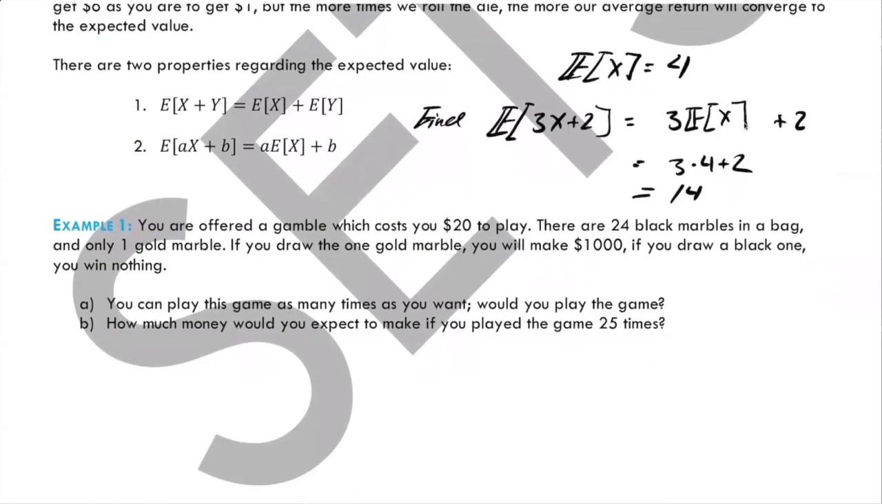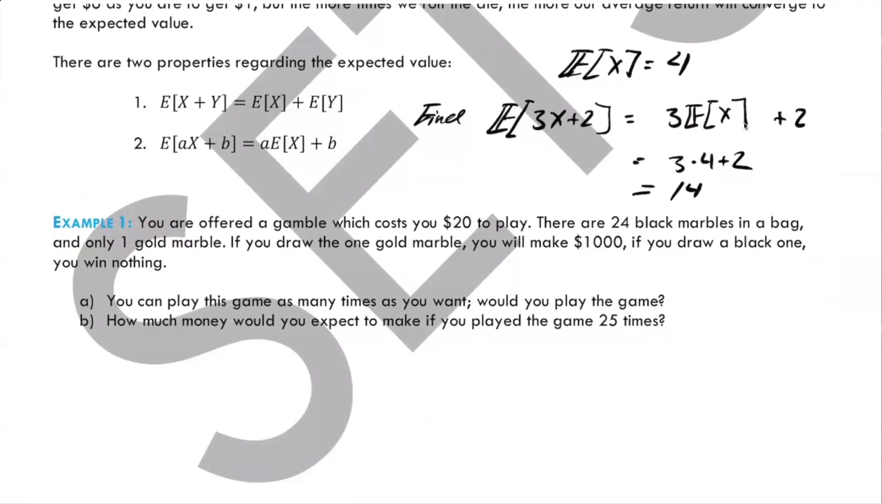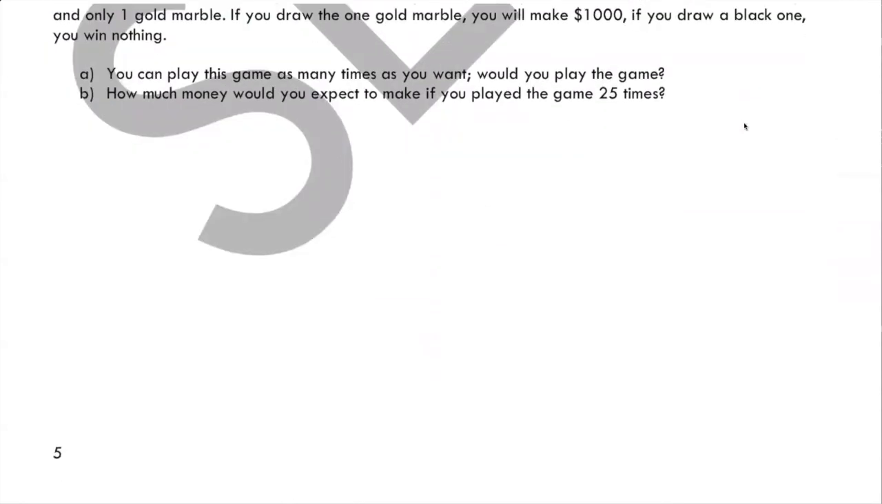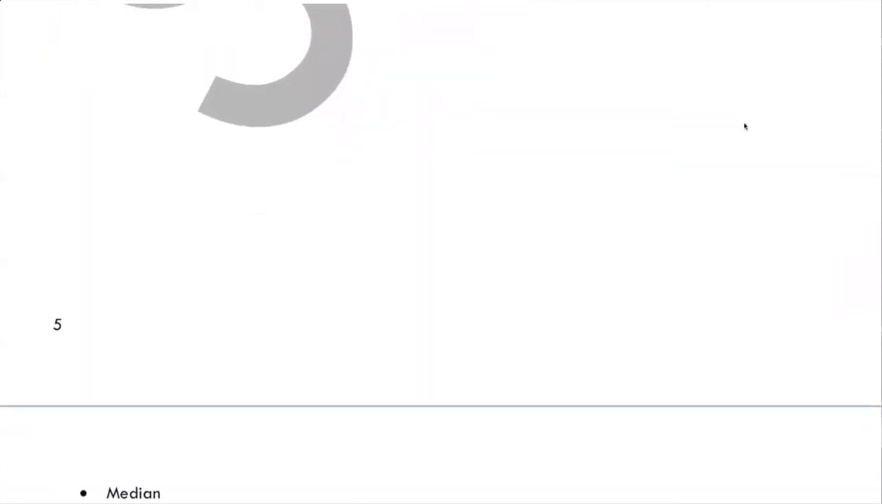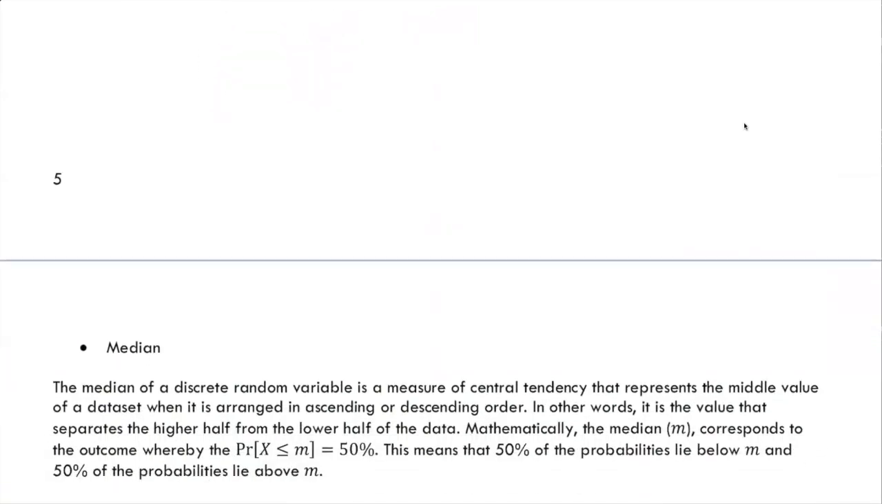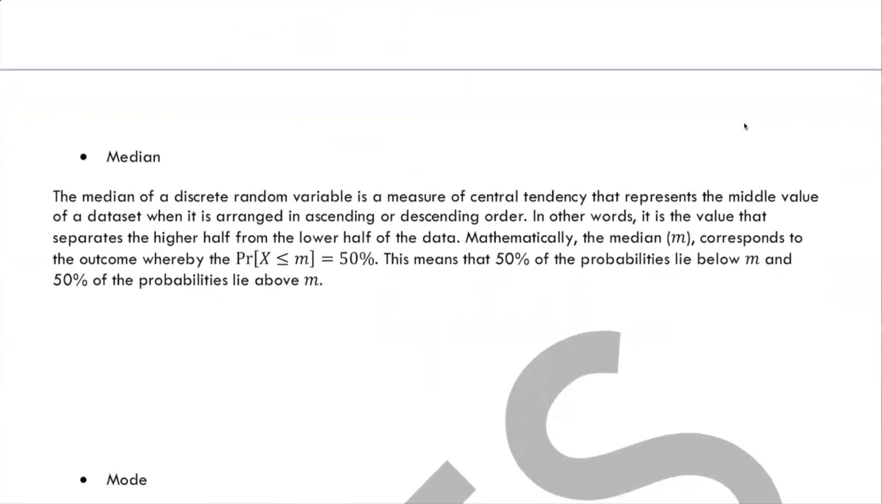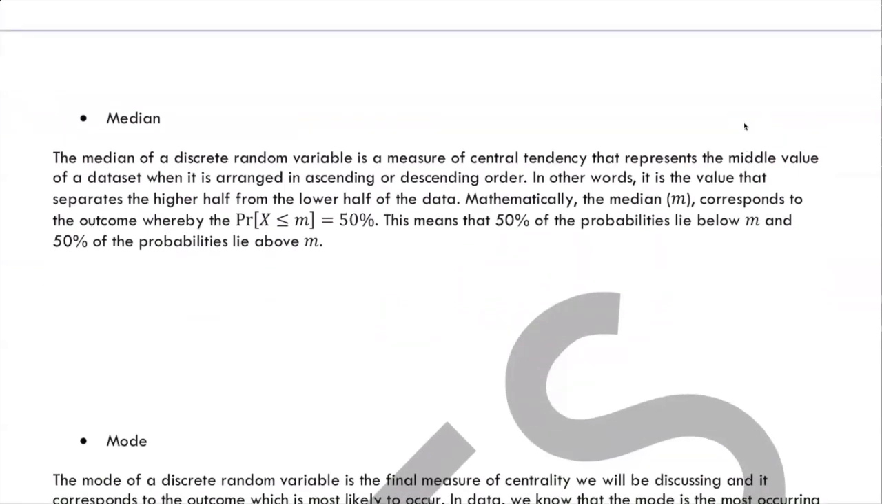We did this example before, so we don't necessarily have to do it. I just need you to ensure you know the formula. That's the main thing. The median: don't worry about an example for this, but the median is the 50% mark, which means the probability that X is less than or equal to that median outcome has to be 50%.